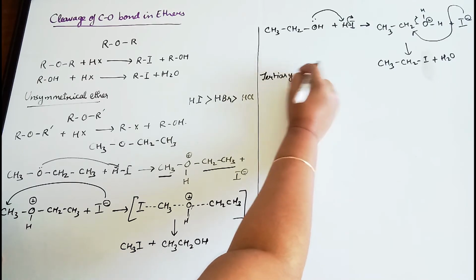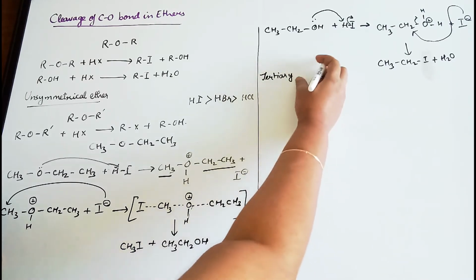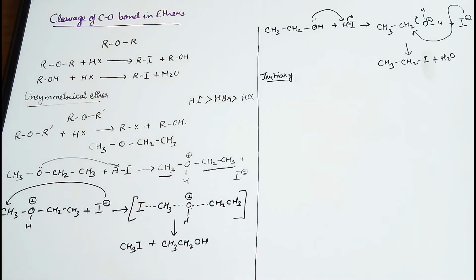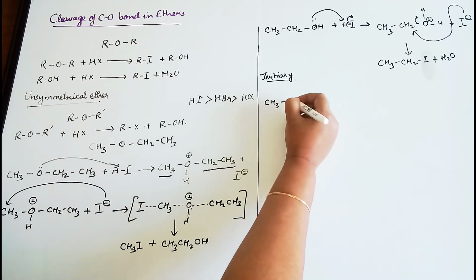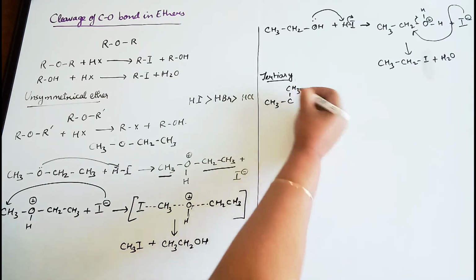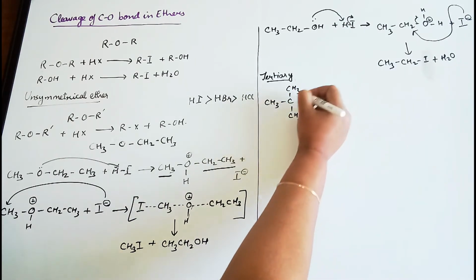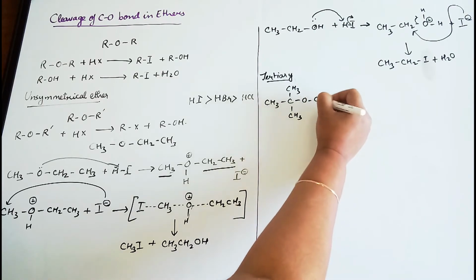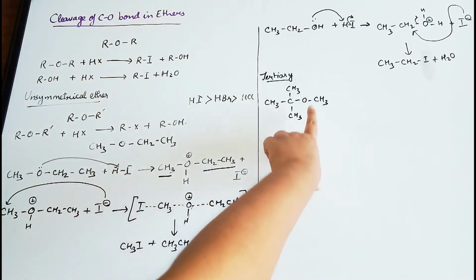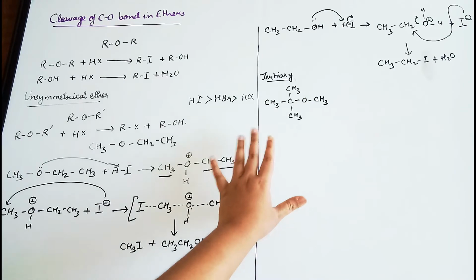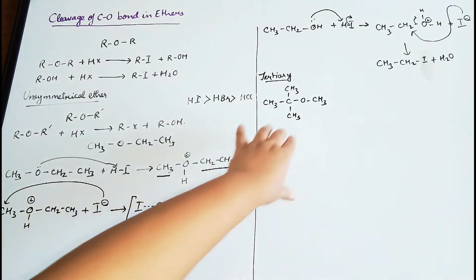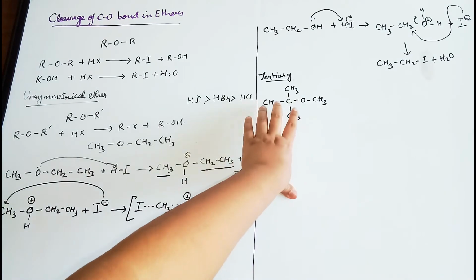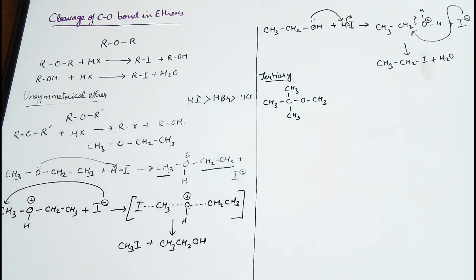So we have a tertiary alkyl group attached to the ether. Okay, and in this case, there is something very unique happening. Let's consider this reaction: CH3, C, CH3, CH3. This is a tertiary alkyl group and another CH3. So this oxygen atom is bound to two different alkyl groups, so it's an unsymmetrical ether, right? Here this carbon atom is tertiary and this is a primary alkyl group.